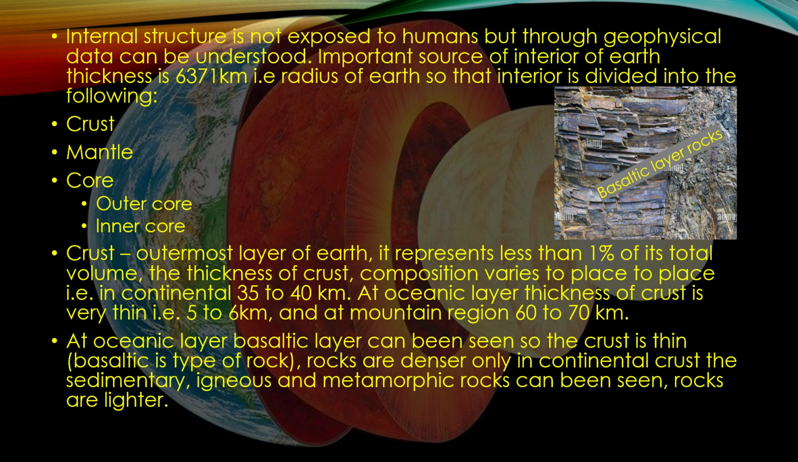The oceanic layer has basaltic rock, and it is a thin type of crust. Generally, the continental crust has less dense rocks, that is sedimentary, igneous, and metamorphic rocks. And lastly, in the mountain region, the crust is 60 to 70 kilometers thick.